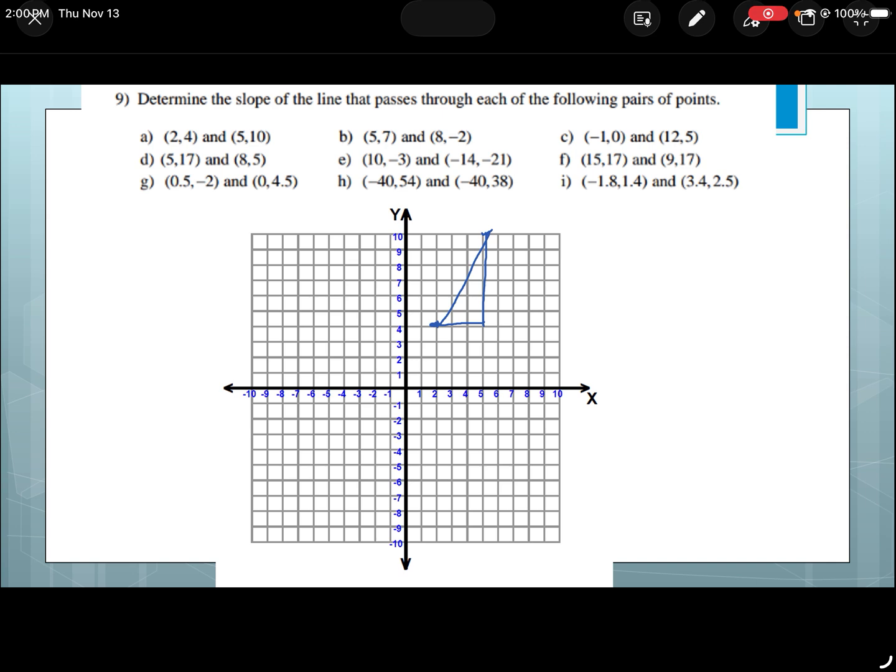And then we need to know how much it went up. So from 4 to 10, it went up by 6. And from 2 to 5, it went across by 3. So then all we do is 6 divided by 3, which gets us 2, doesn't it? So the slope here is 2.